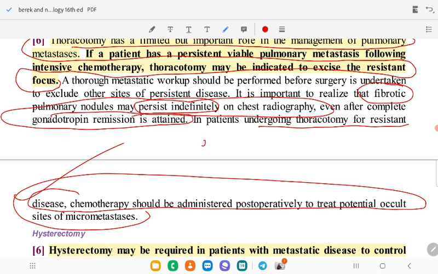Remember, even after beta-hCG is normal, the pulmonary nodule may persist indefinitely.